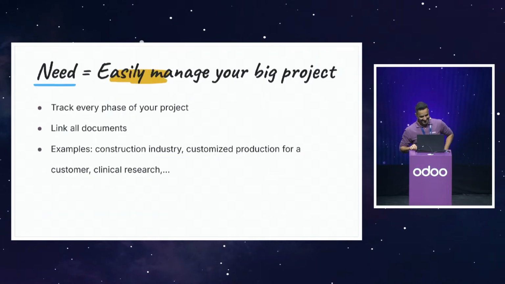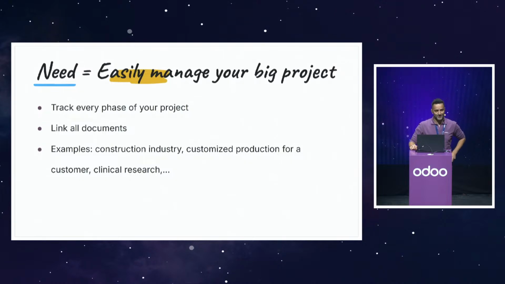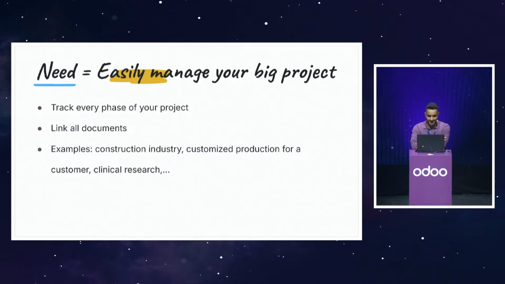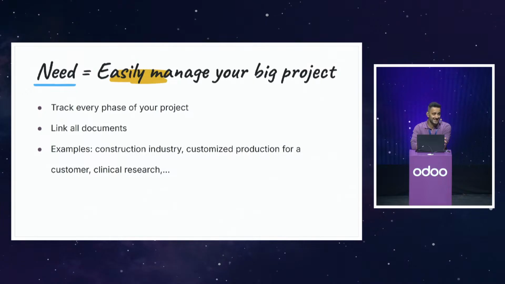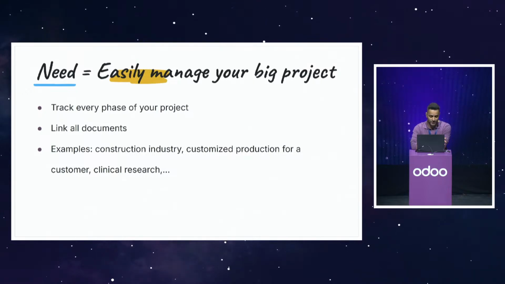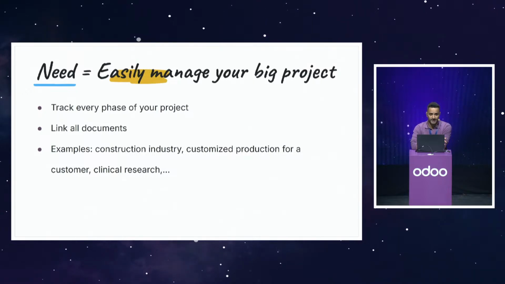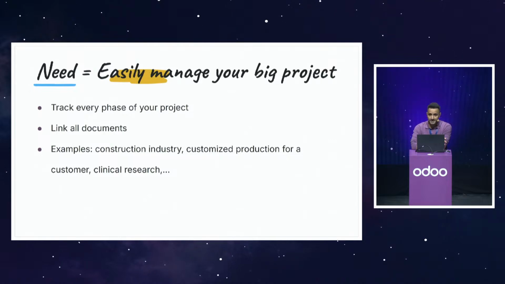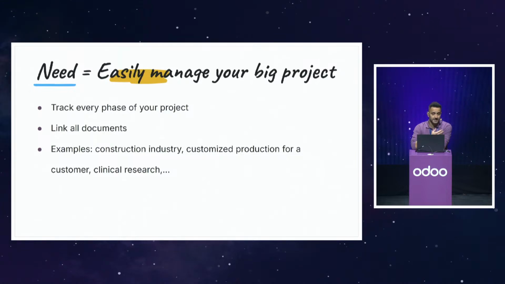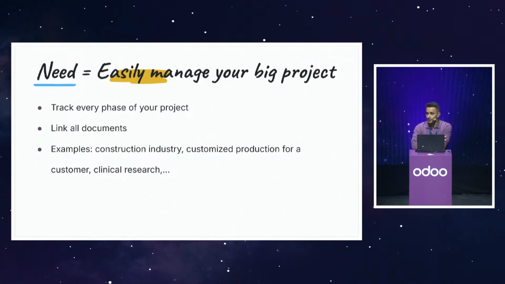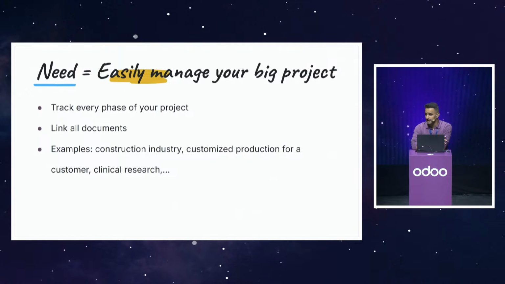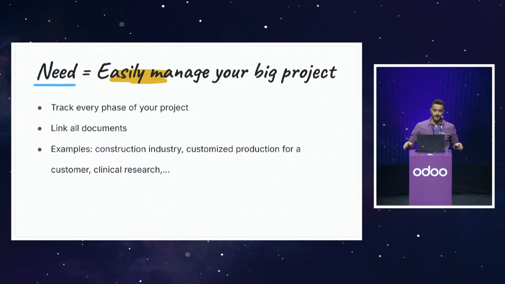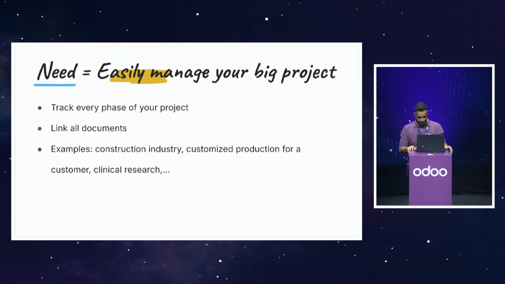Okay, let's start. So what is the purpose of the top bar feature? It's really easy. It gives you the possibility to easily manage your big projects by tracking every phase, every step of the project, by linking all the documents. By documents I mean the purchase order, the sale order, the incoming and outgoing shipments, the manufacturing order, the expenses, the timesheet, everything.